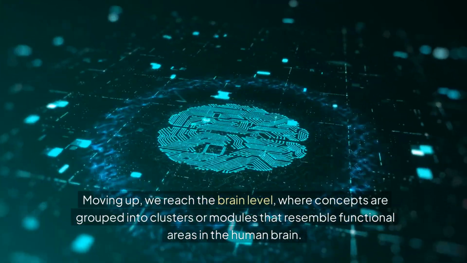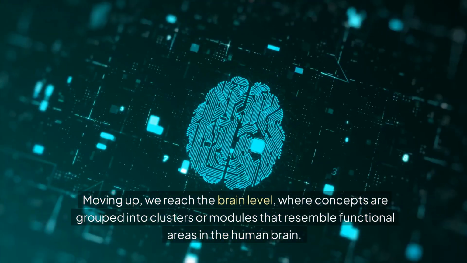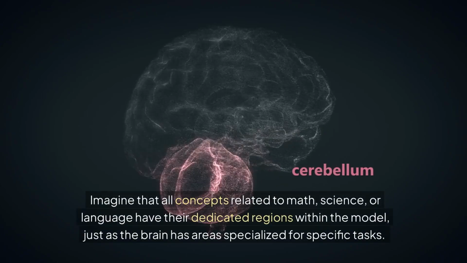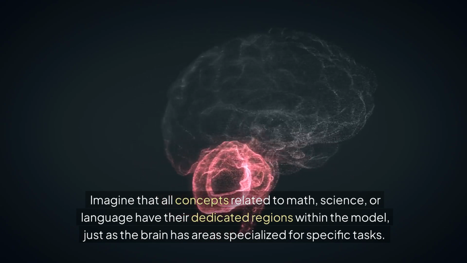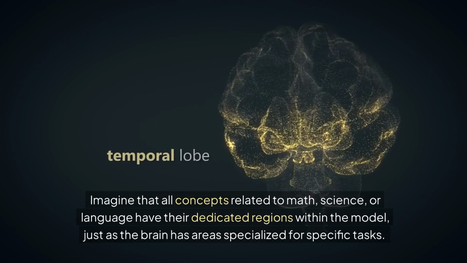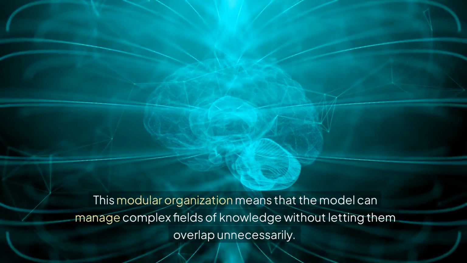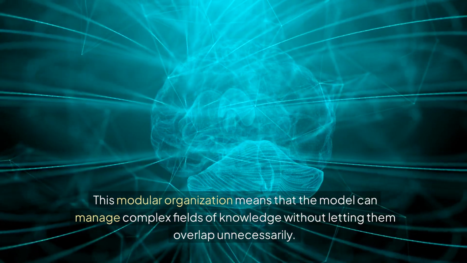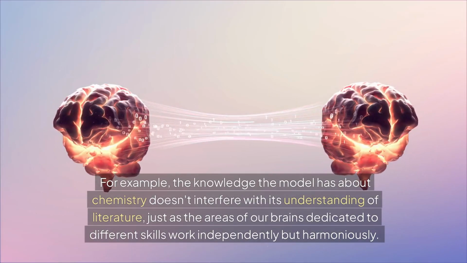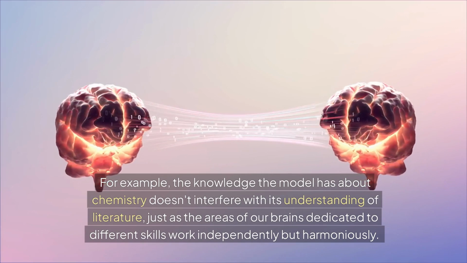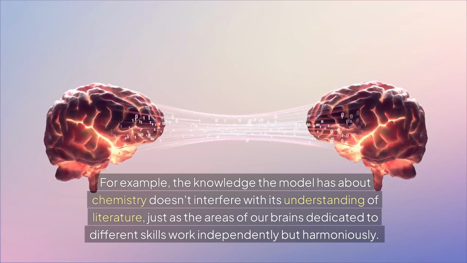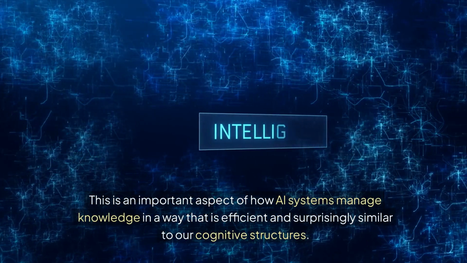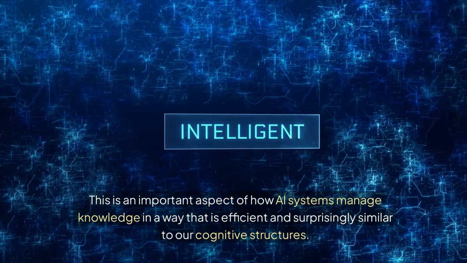Moving up, we reach the brain level, where concepts are grouped into clusters or modules that resemble functional areas in the human brain. Imagine that all concepts related to math, science, or language have their dedicated regions within the model, just as the brain has areas specialized for specific tasks. This modular organization means that the model can manage complex fields of knowledge without letting them overlap unnecessarily. For example, the knowledge the model has about chemistry doesn't interfere with its understanding of literature, just as the areas of our brains dedicated to different skills work independently but harmoniously.